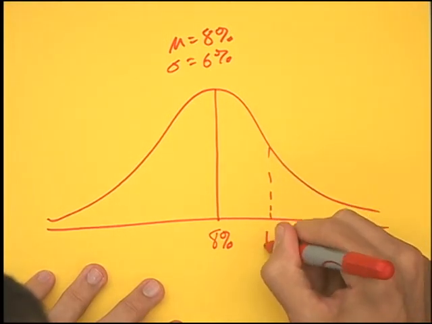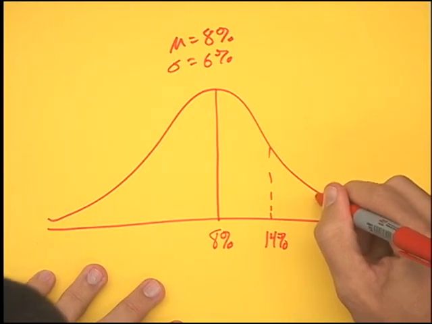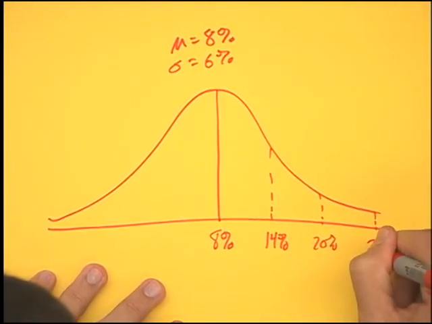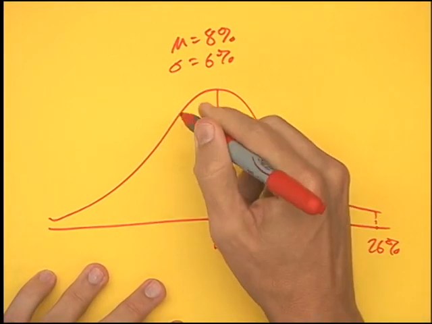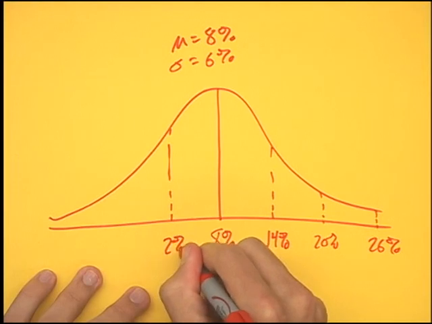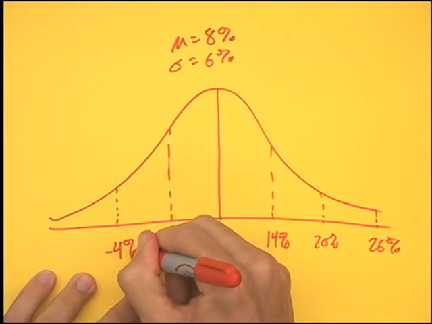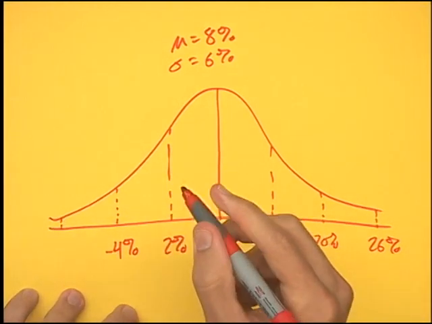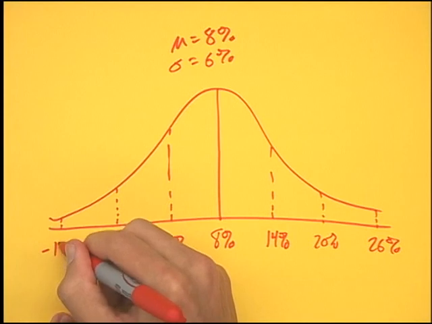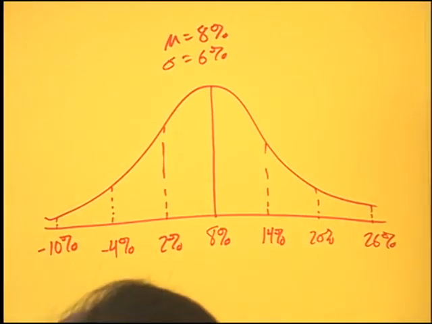Let's go 6% out one at a time. Let's go 6% out to 14%. That's one standard deviation. 2 standard deviations out gets me a 20% return. 3 standard deviations out gets me a 26% return. Let's go the other way. 1 standard deviation below the mean is a 2% return. 2 standard deviations below the mean is actually a negative 4% return. And 3 standard deviations below the mean is actually a negative 10% return. So this is what my returns would look like for this investment.